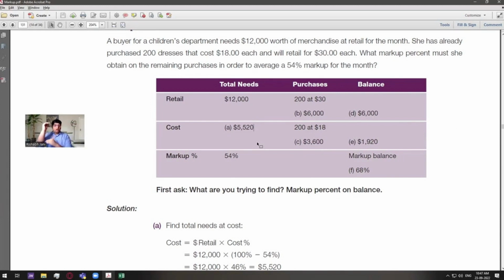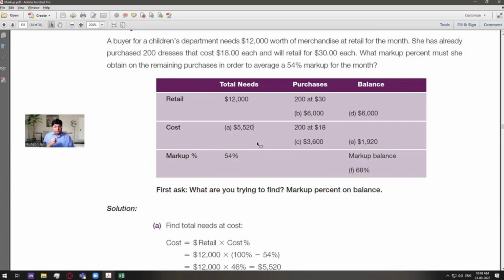Now let's look at what's already done. So what's already done is two things, right? They've been purchased at a cost, and they're being sold at a certain cost. So let's look at the retail. They purchased 200 dresses at $30 each. So that is how much at total value? 6,000, right? That doesn't hit our requirement. So we still need more retail purchases.